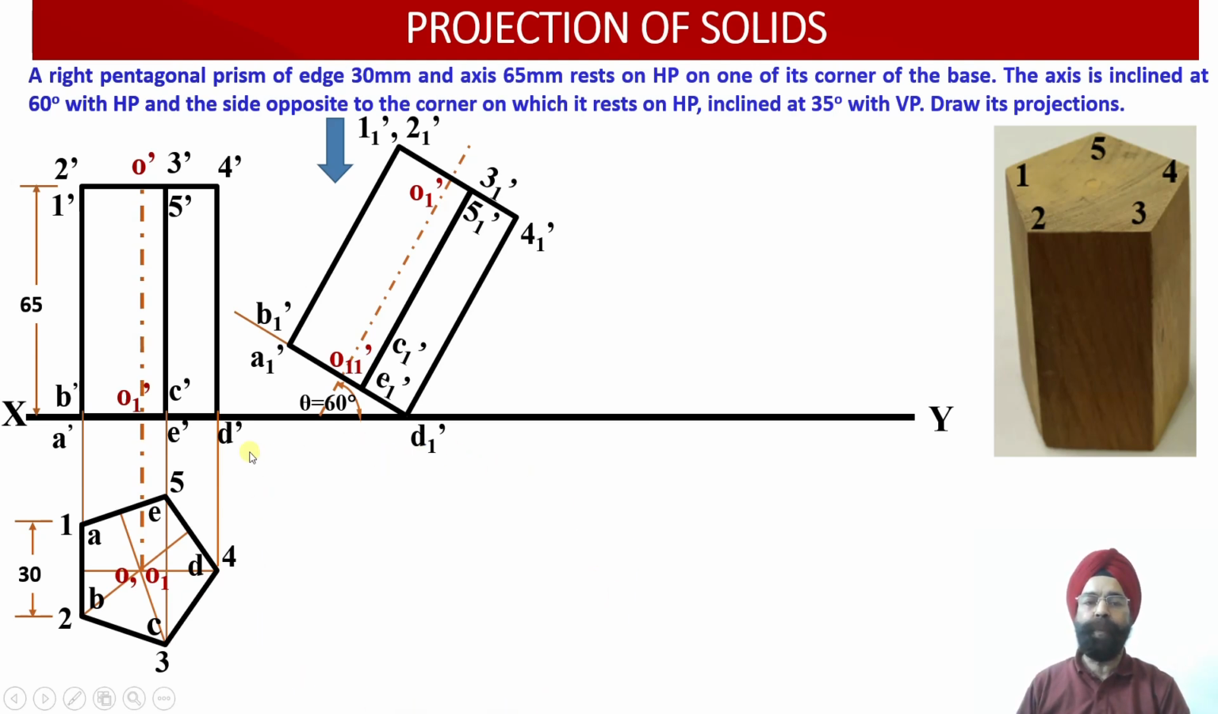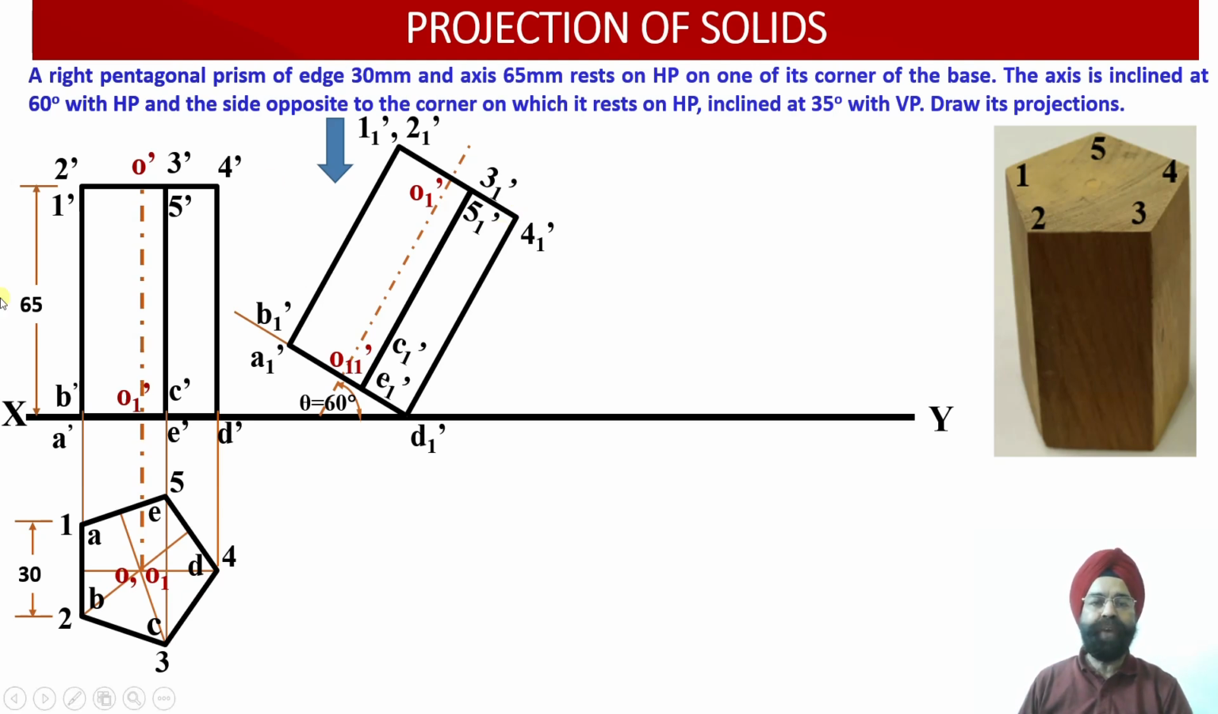Now let me check how many points I do have in the front view projection. 5 points corresponding to the base, 5 points corresponding to the top, and then 2 points corresponding to the axis. O1 dash will be lying at the top face and O11 dash will be lying at the bottom face. So I am going to get 6 points corresponding to the base, 6 points corresponding to the top face of this pentagonal prism. So I have got 12 points in all.